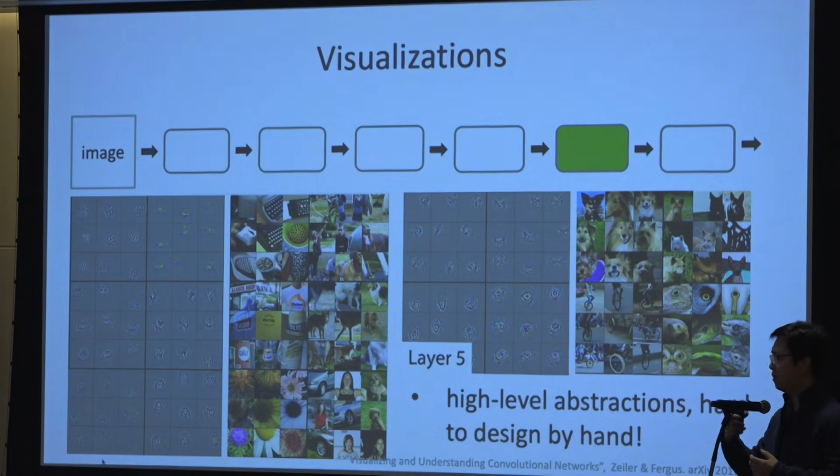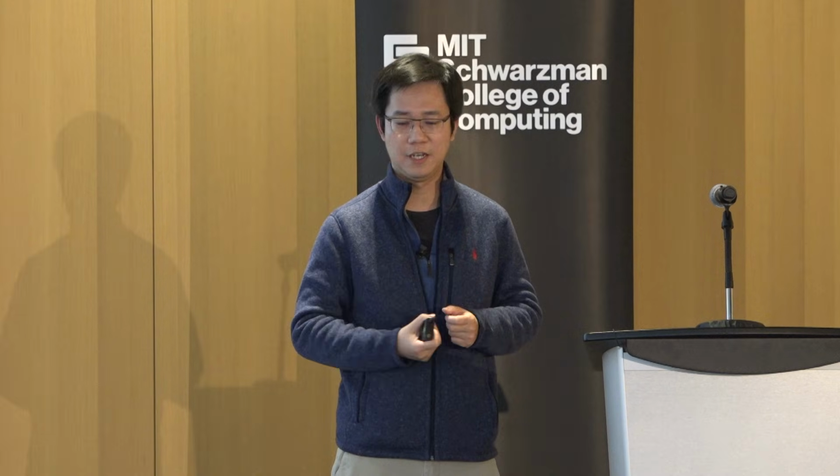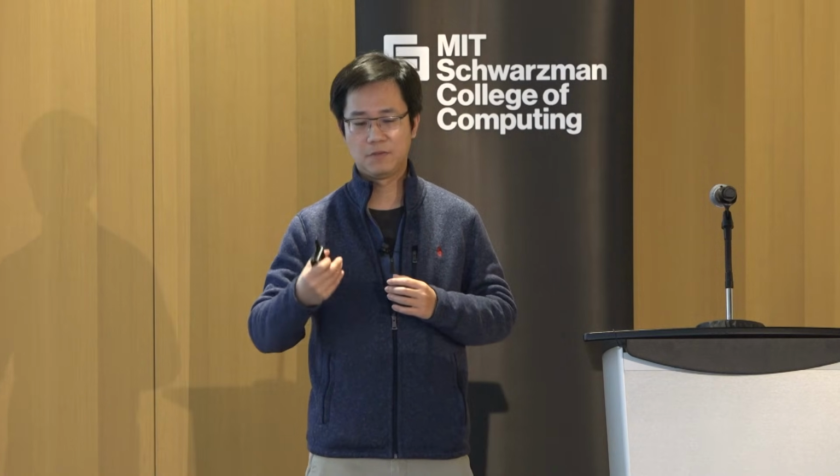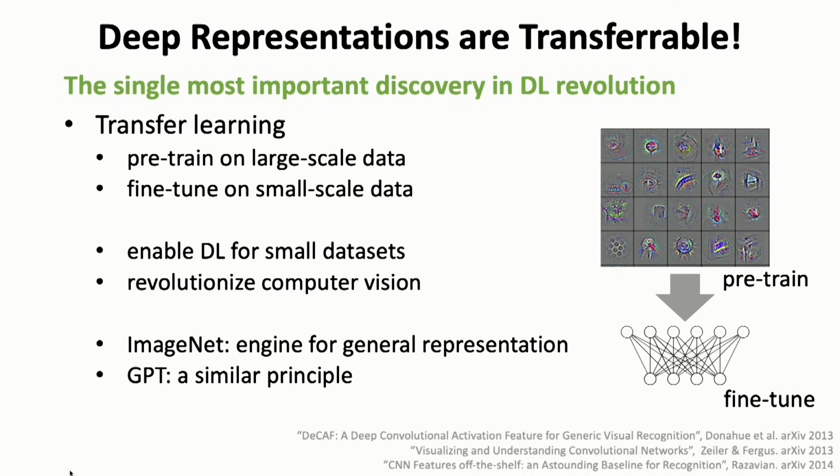And actually, in computer vision, these high-level abstractions or high-level representations are very difficult to be designed by hand. So these high-level representations are exactly what the computer vision community have been looking for over the last several decades. So this visualization helps to convince the computer vision community that deep learning or deep convolutional neural networks are the right way to go. And as a byproduct of this visualization, at that time, the computer vision community started to make a very significant discovery. They discovered that these deep representations are transferable. And in my opinion, this is actually the single most important discovery in the deep learning revolution.